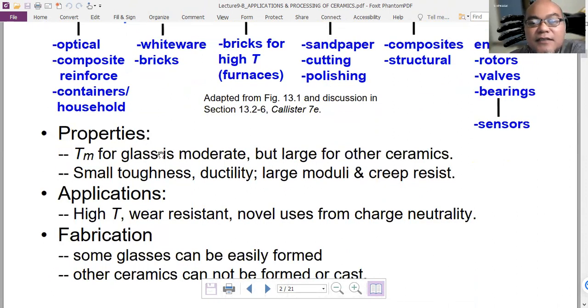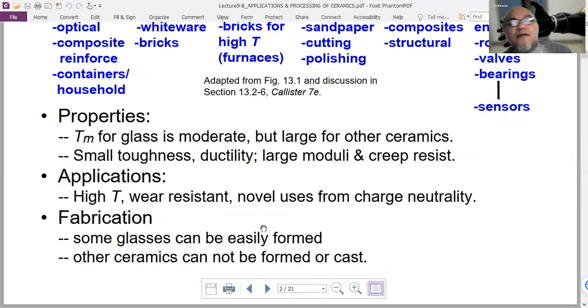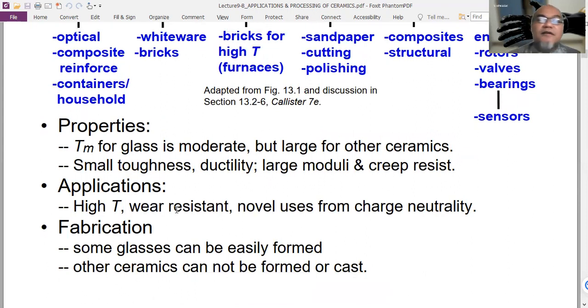So the melting temperature for glass is moderate usually, that is why glass is usually easy to form at several hundreds of degrees Celsius, but large for other ceramics. And ceramic has small toughness and small ductility, okay, because it is not that easily formed. Large moduli and creep resistance. It's very strong. It's not that easy to bend, not that easy to deform. Application of ceramics for high temperature, for wear resistant devices, where wear resistance is required. Novel uses from the charge neutrality. Some glasses, in terms of application, can be easily formed, while other ceramics cannot be formed or cast.